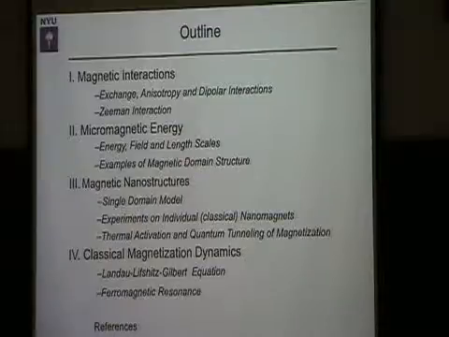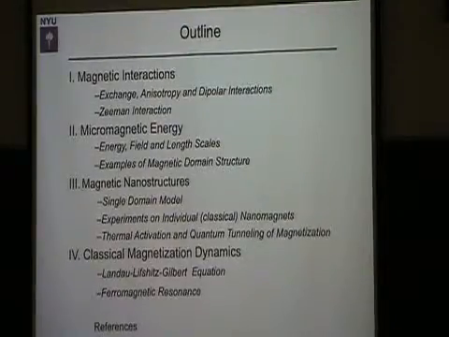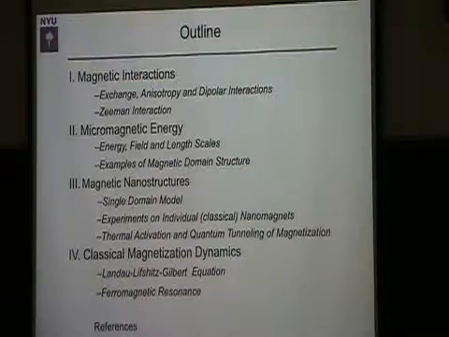So this is an outline of the lecture. I'm going to start with some of the interactions that are important in magnetic materials. Exchange, anisotropy, dipole interactions, some things you probably know about.